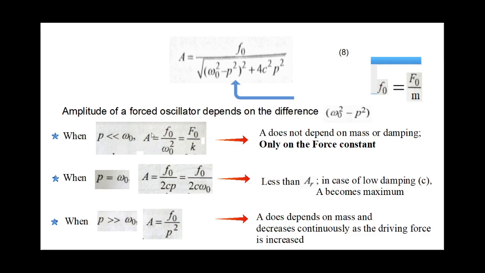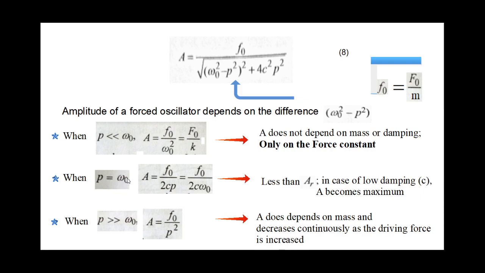when p is much less than omega 0 square, the amplitude of the driven or forced oscillator is equal to capital F0 by k, which indicates that when p is much less than omega 0, the amplitude of the forced oscillator does not depend on the mass of the oscillator, and also it does not depend on the damping. It's independent of the mass and independent of the damping present, and it depends only on the force constant of the oscillator.